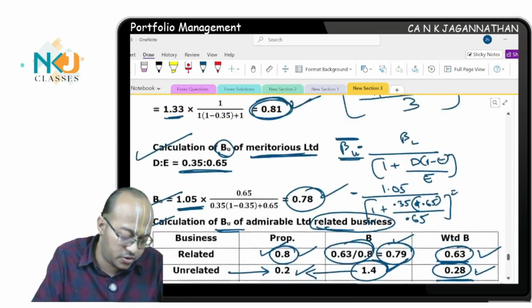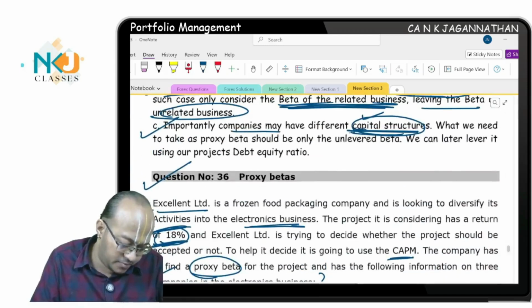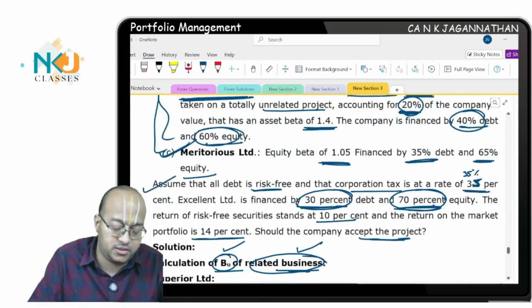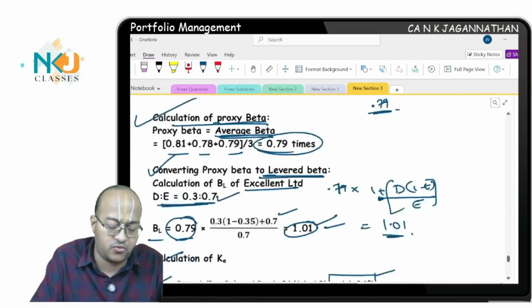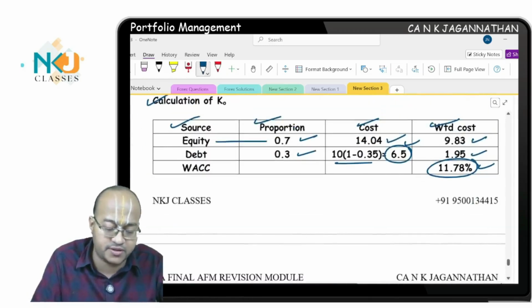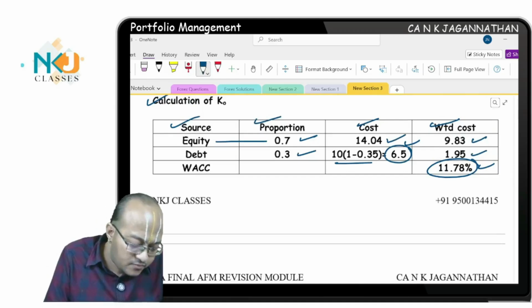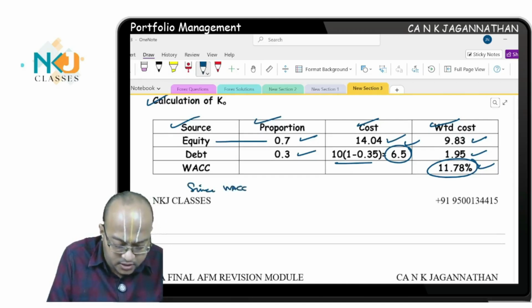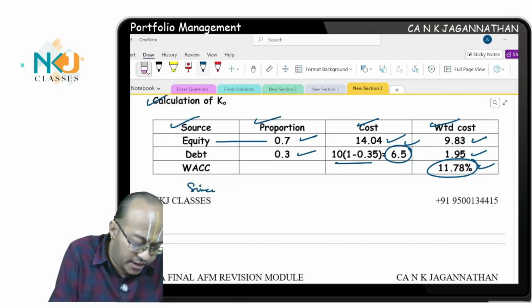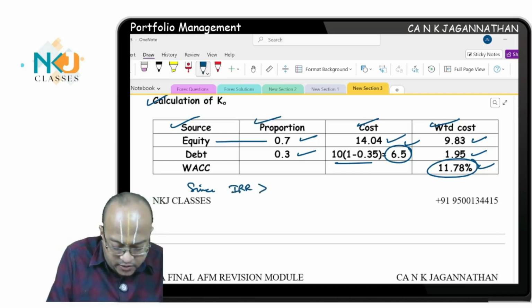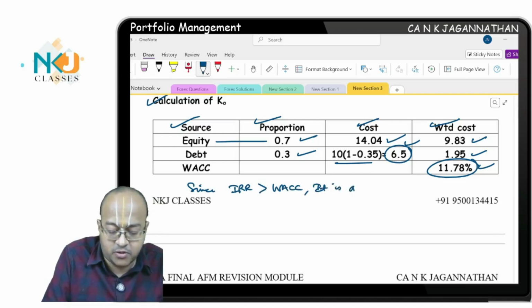So what is the IRR of the project? IRR of the project is 18%, and the overall cost of capital, WACC, comes to 11.78%. Therefore, since IRR is greater than WACC, it is advisable to invest in the project.